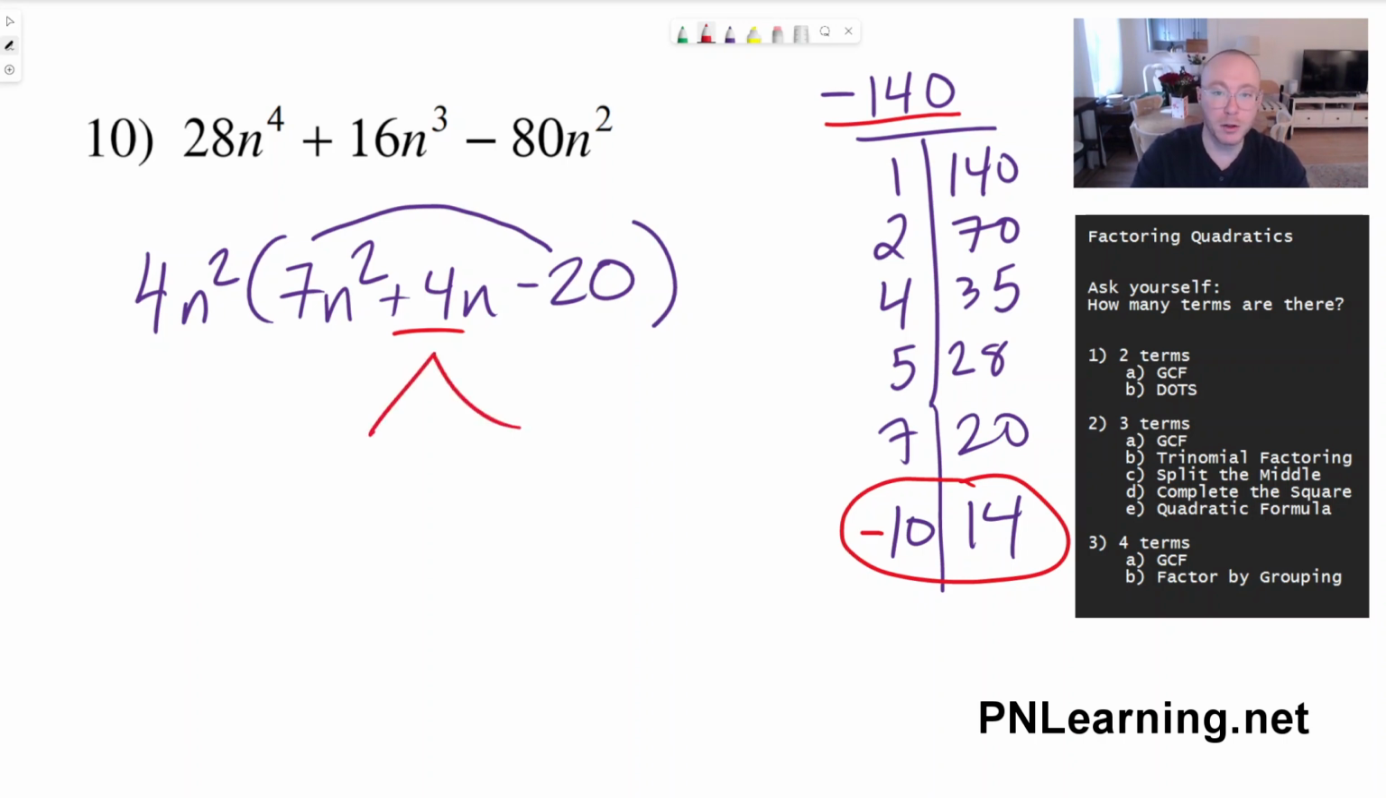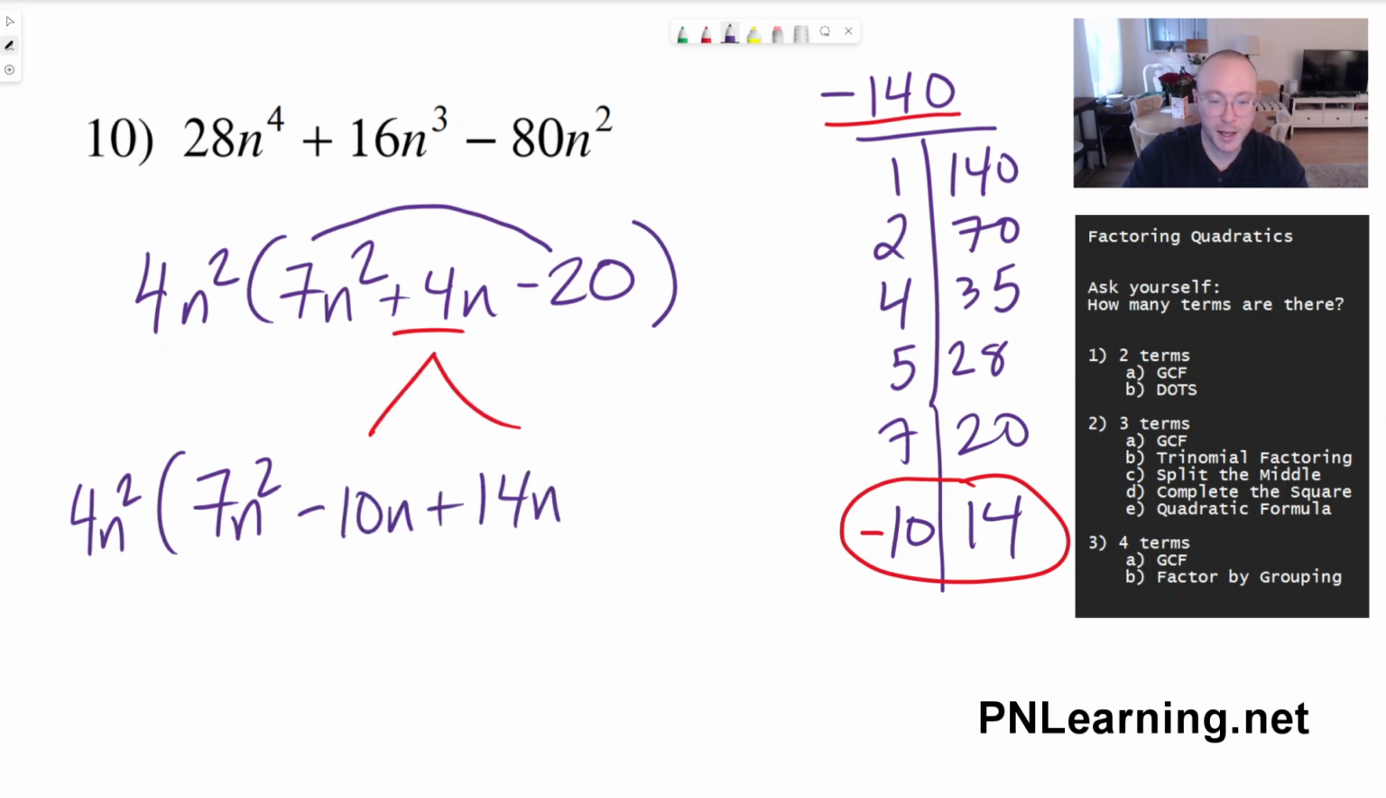So let's go ahead and split the middle, and just make sure we're careful in just bringing everything else down, right? We want to bring down the 4n squared, that was our GCF. 7n squared, that's our first term, and here we are, we're going to split the middle. We've got a negative 10n, and a plus 14n, and bring down the minus 20. We've now got 4 terms in the parentheses. Let's try to see what our GCF would be. Let's bring down 4n squared. These first two terms, 7n squared minus 10n, your GCF would just be n because 7 and 10 don't have any common factors. So we'll be left with n times 7n minus 10.